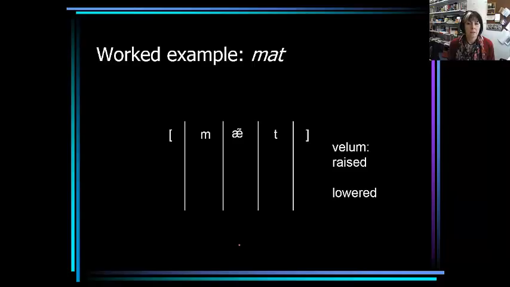Now looking at this the other way around, this time we've got mat, so again we're looking at a raised or a lowered velum, and for the m sound it's a nasal, so my velum has to be lowered. My velum is going to have to be raised for this t sound here, and so what happens is the velum raises during the production of the vowel sound, and then by the time it gets to the production of the plosive consonant, the obstruent, it is raised. And then it will lower back again for normal breathing.